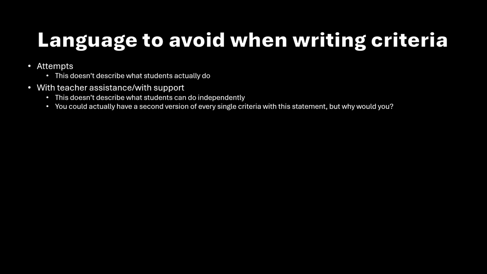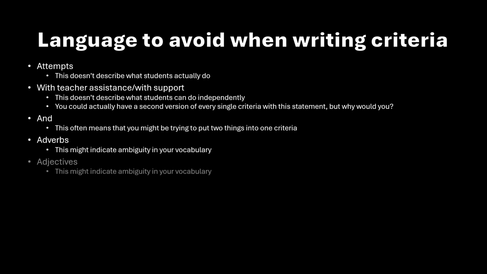I would avoid "with teacher support" because we're trying to determine what the student can do by themselves. And you could have a second version of every single criteria that said with teacher support. So I don't think there's much point. "With" and "and" often are a red flag to suggest that you're trying to squeeze two things into one criteria.